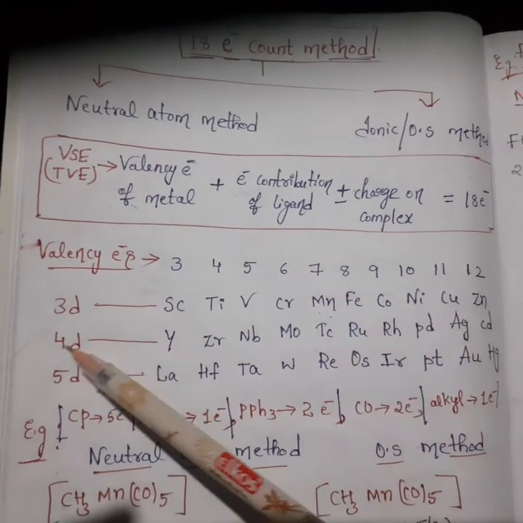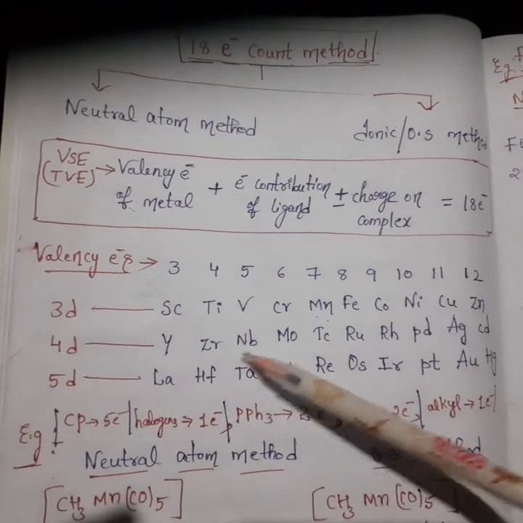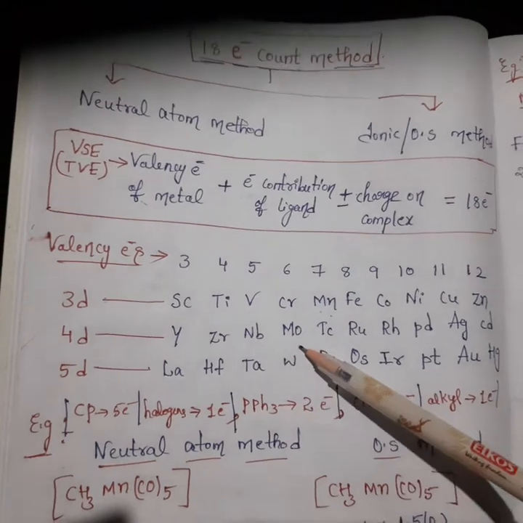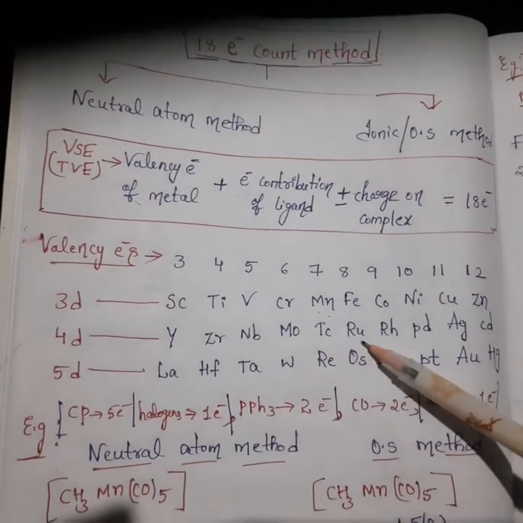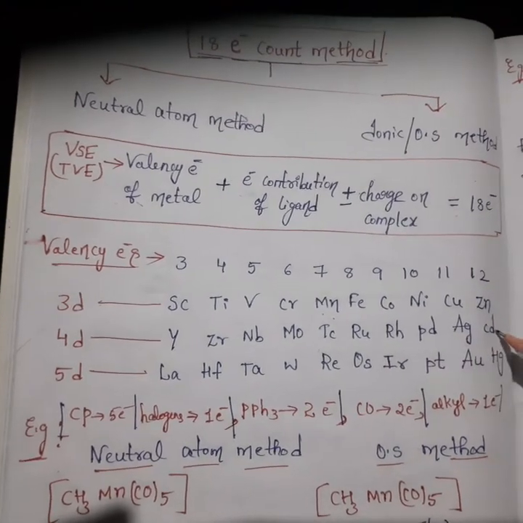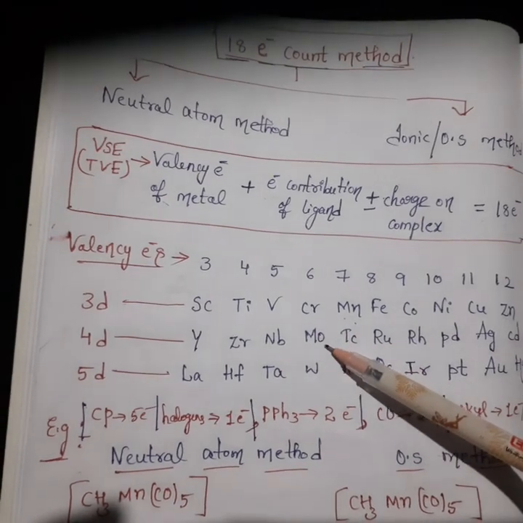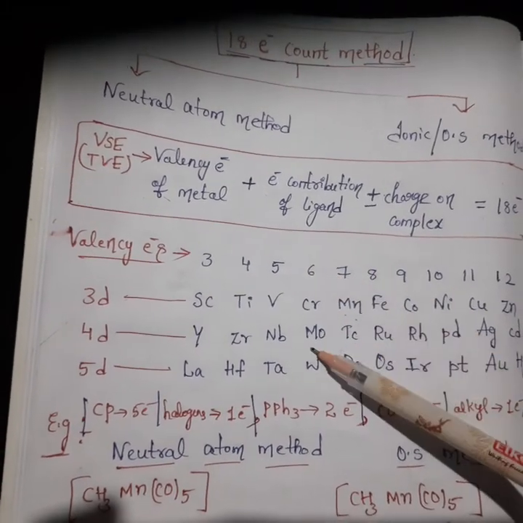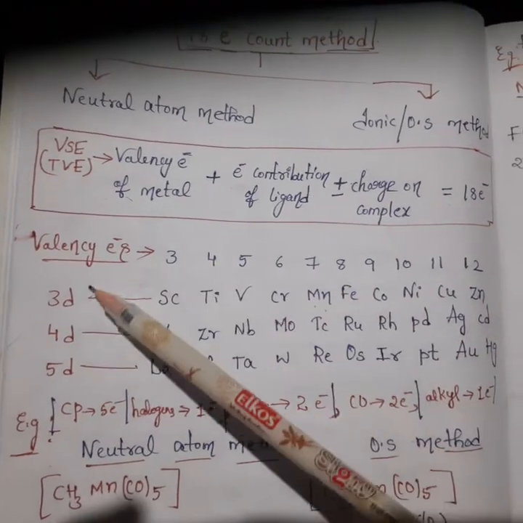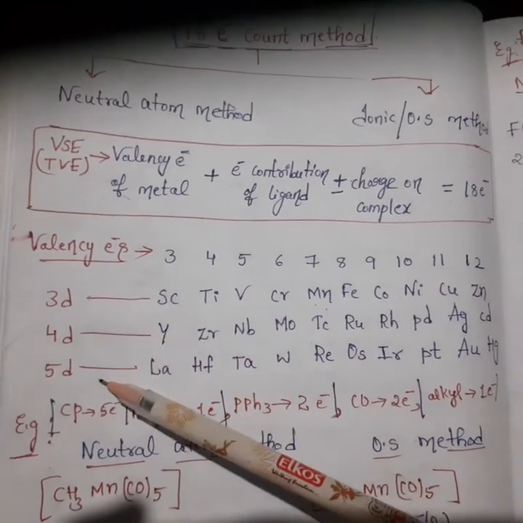Next, the 4d series. The elements present in the 4d series are yttrium, zirconium, niobium, molybdenum, technetium, ruthenium, rhodium, palladium, silver, cadmium. Same here also, if they give molybdenum we should know the valency electrons present in molybdenum, that is 6. Just like that, we have to look at the valency electrons, so we should remember the elements present in the 3d series, 4d series, 5d series and so on.